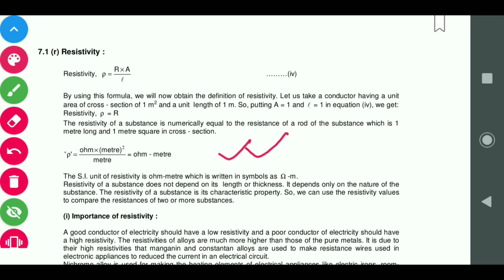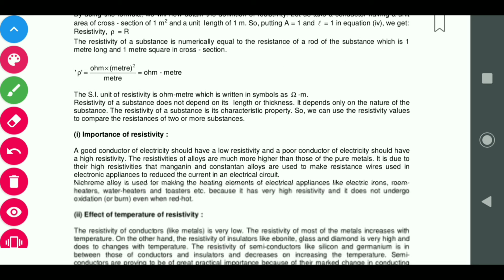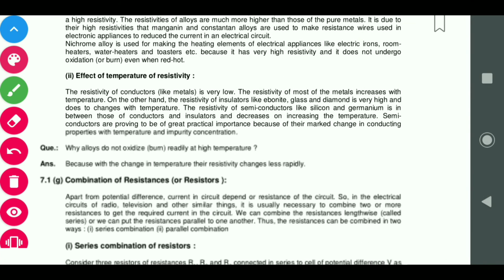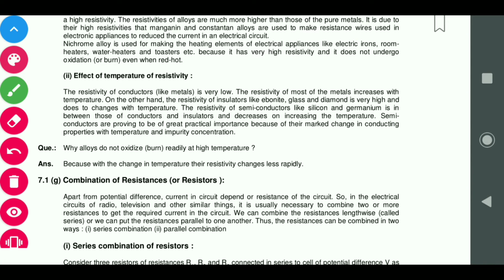Importance of resistivity: resistivity is directly proportional to resistance. So the higher the resistivity, the higher the resistance. So clearly, for a good conductor resistivity is low, and for a bad conductor resistivity is high. Effect of temperature on resistivity: with an increase in temperature, resistance increases, which means resistivity also increases.